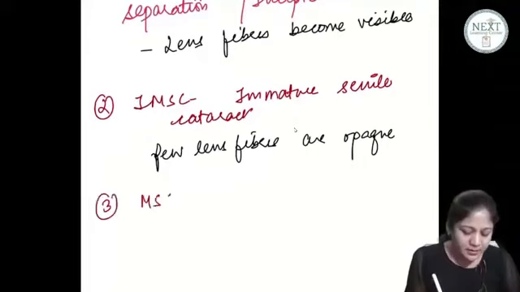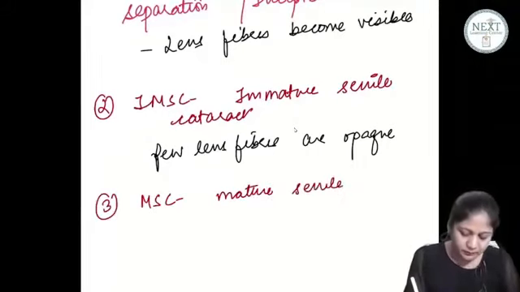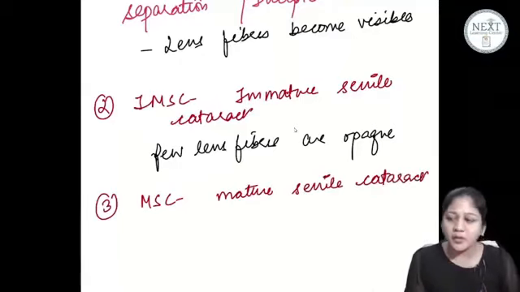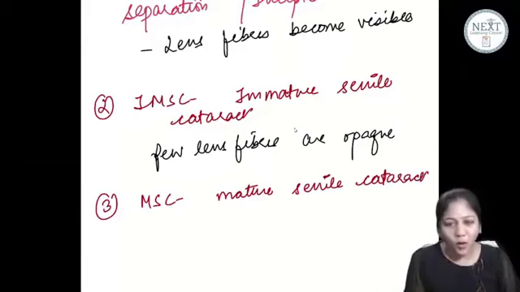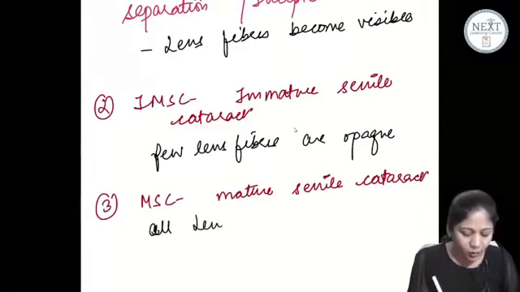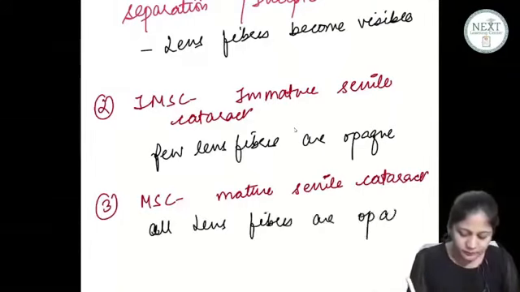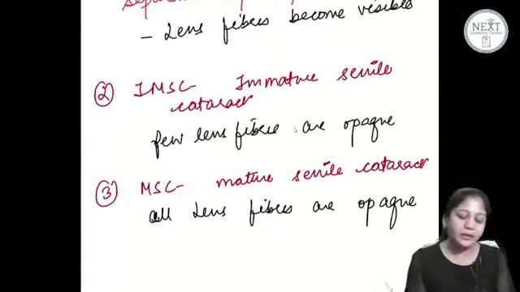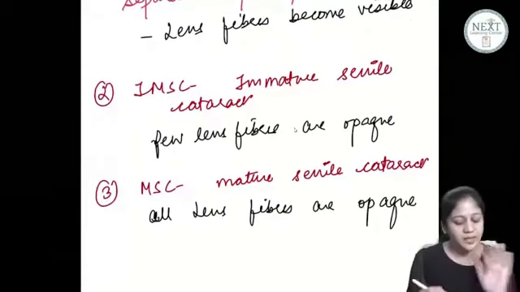Next is MSC. What will happen in mature senile cataract? So in the mature stage, all the lens fibers are now opaque. Earlier they were few and now all the lens fibers are opaque. There's no clear area in the lens. All the lens fibers have become opaque.